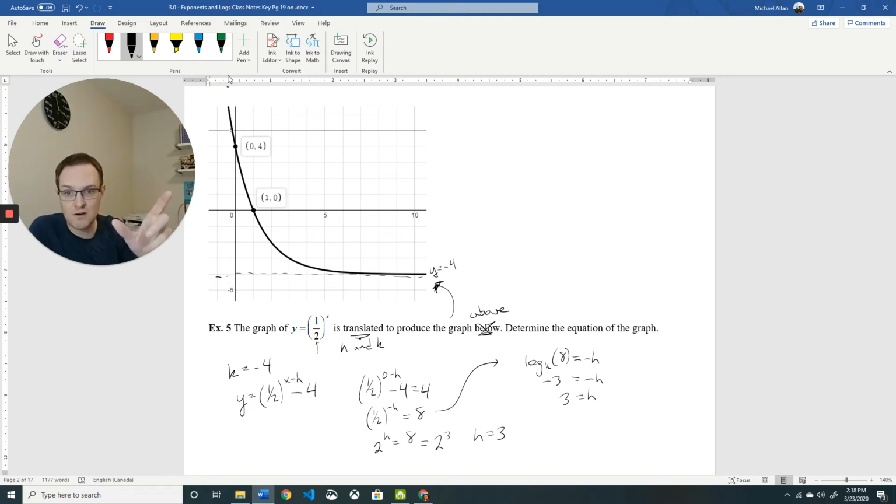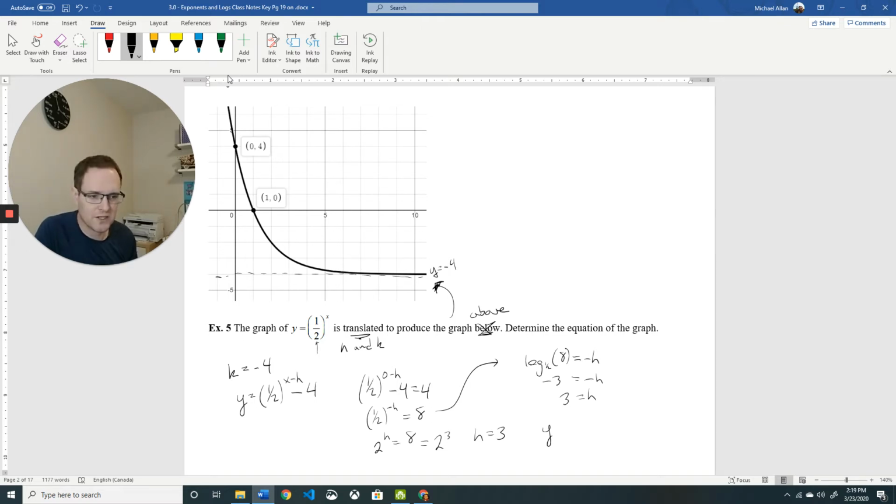So I can change the log form, solve for the exponent, or I can change the base, solve for the exponent. Both are acceptable ways here. Sometimes you can't change the base because there is no common base between the 2 numbers that we picked. Like here, 2 and 8 work because I could change 8 to a 2. But if this was a 5, I can't do that. So we just have to change into the log form to solve for h. Okay, so now we know h and k.